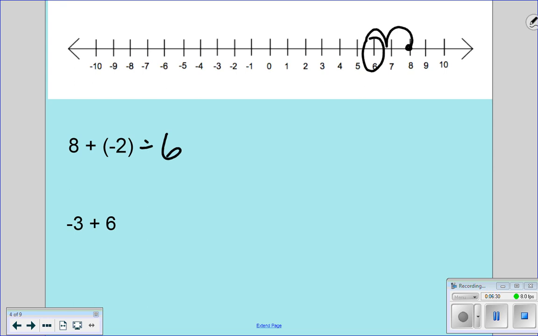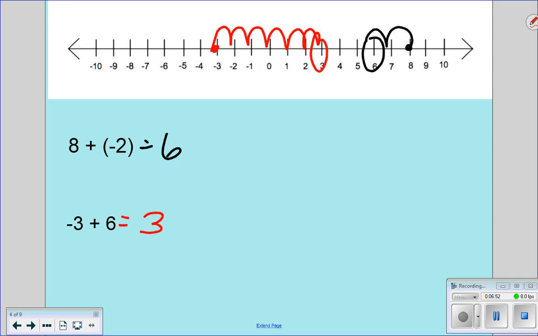That's the answer. Okay. What about this one? Where am I going to start this time on the number line? Desi? Negative 3. And which way am I going to move and how many spaces? Kira? 6 to the right. 1, 2, 3, 4, 5, 6. My answer is 3. Okay.